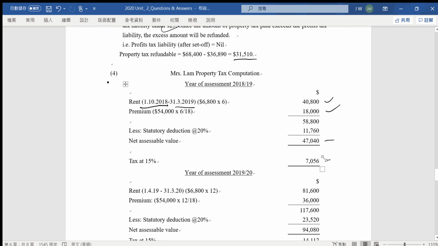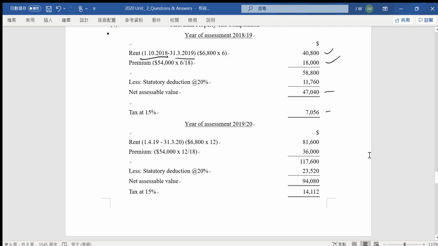Then the second year. The second year will be related to a whole year, right? That will be from 1st of April to next year 31st March, and that's why 6,800 times 12 will be 81,600, and the remaining portion of the premium will be 36,000. Less 20% statutory deductions, that will be 23,520. And finally, we will multiply the standard rate, and the tax liability in this year will be 14,112.